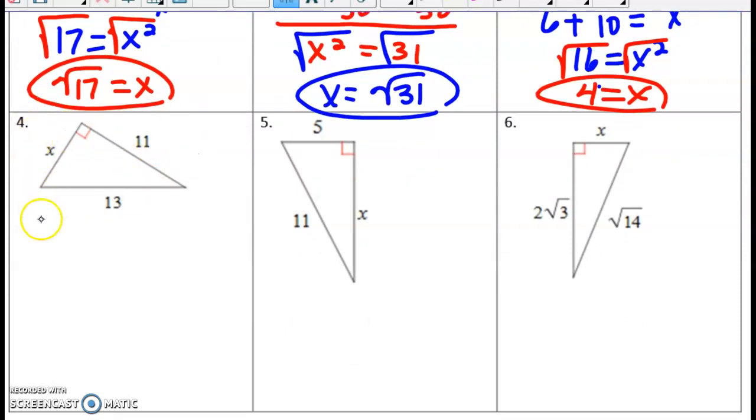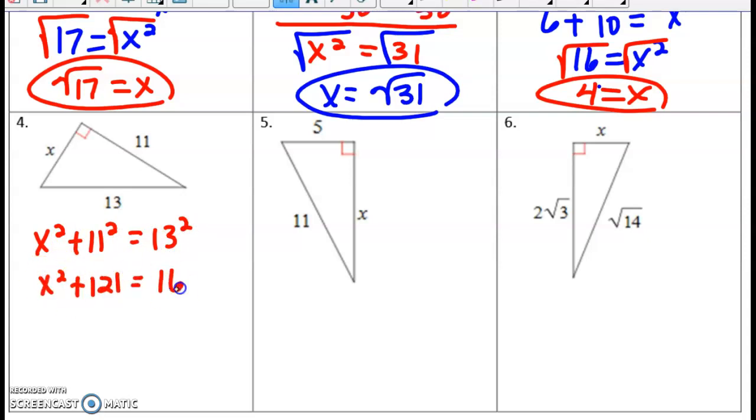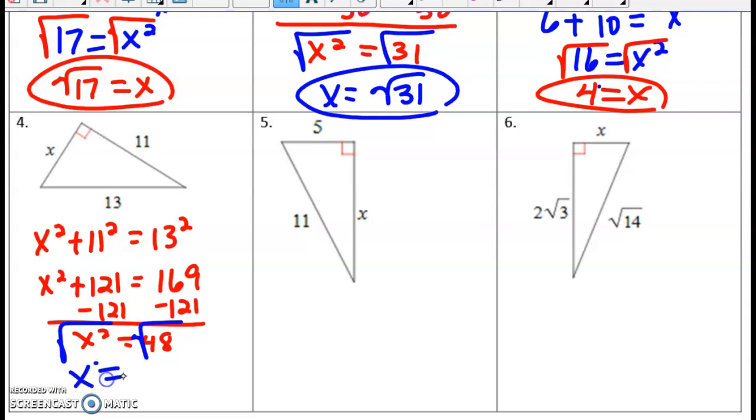Let's go here. You have a leg that we're missing. Hypotenuse is 13. So you get 121 and 169. Now 48 is not prime and actually can be broken down. You can use your calculator for that. But the highest perfect square is actually 16. So this will be 4 root 3.